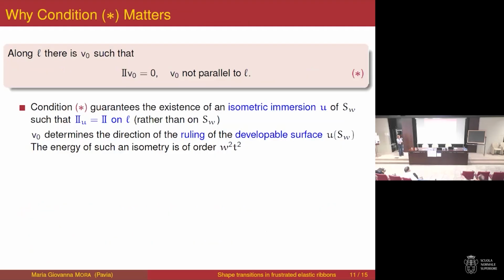So let me add some comments on this additional condition and why it is relevant. So we are under the assumptions of Codazzi incompatibility. So there is no isometric immersion of the mid-surface having the target curvature as a second fundamental form on the whole mid-surface. But when this condition is satisfied, we can construct an isometric immersion of the mid-surface that has the target curvature as a second form on the midline. We can do that.